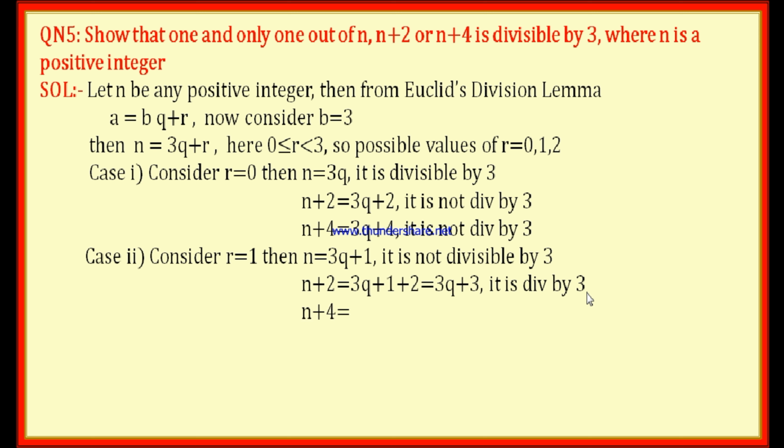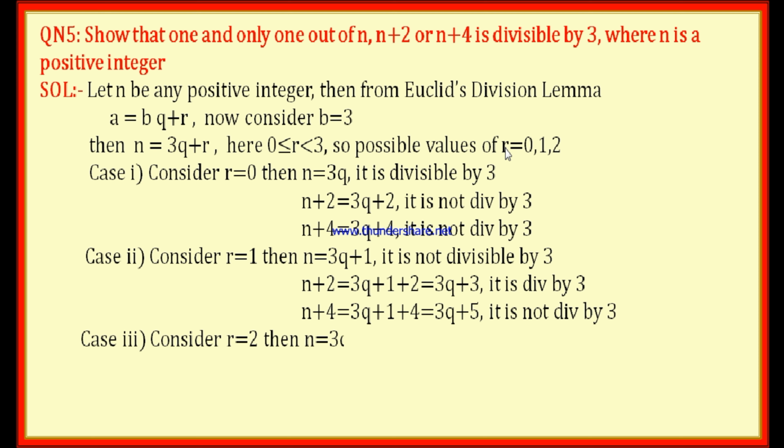And the third value is n plus 4. That is 3q plus 1 plus 4, that is 3q plus 5. Since it is plus 5, it is not divisible by 3. Again, when r is equal to 1, out of n plus 2 and n plus 4, only one value is divisible by 3. And the third case means the third value of r, that is 2. Consider r is equal to 2. If r is equal to 2, then n is equal to 3q plus 2.